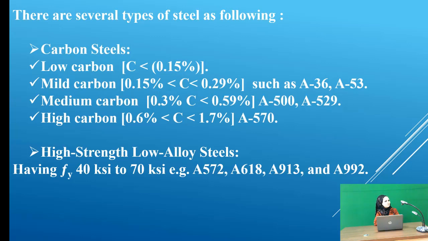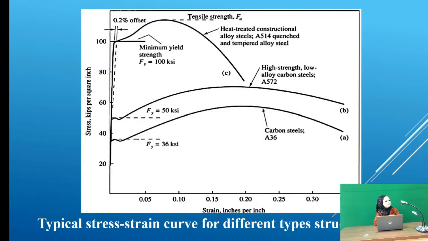High carbon steel has a carbon content between 0.6% and 1.7%, like A570. Another type of steel is high-strength low-alloy steel, which has a yield strength Fy of 40 KSI to 70 KSI, for example, A572, A618, A913, and A992. This figure shows typical stress-strain curves for different types of structural steel. We can see the carbon steel A36 with Fy 36 KSI, while the high-strength low-alloy steel A572 has Fy 50 KSI.